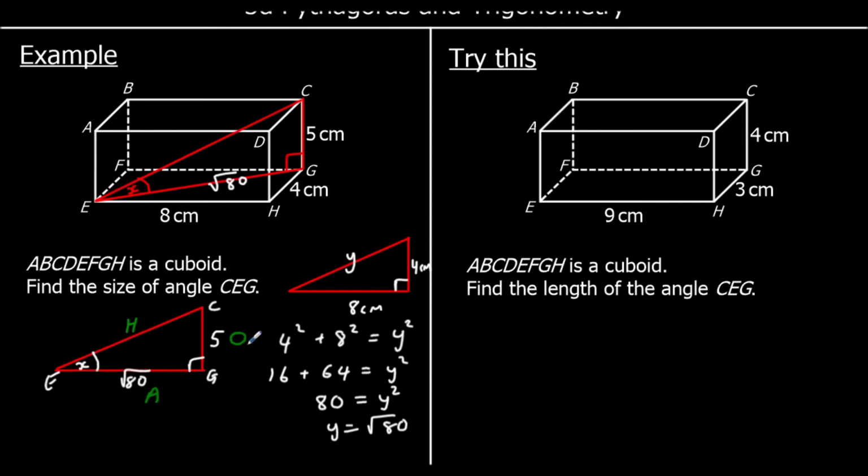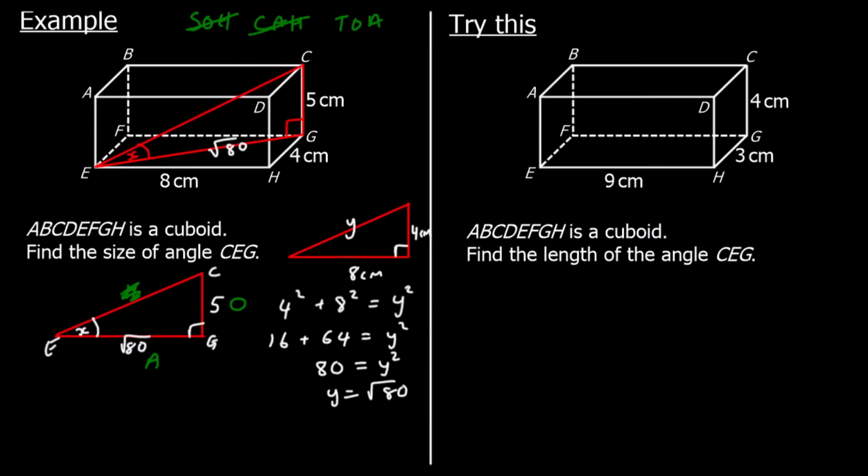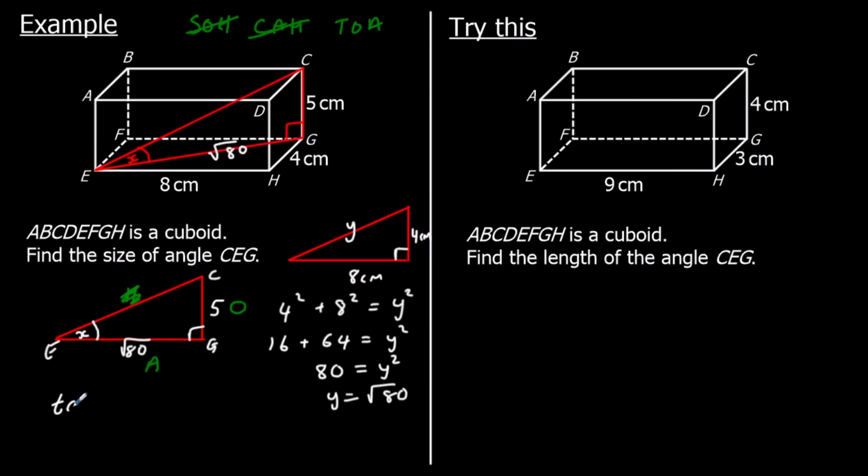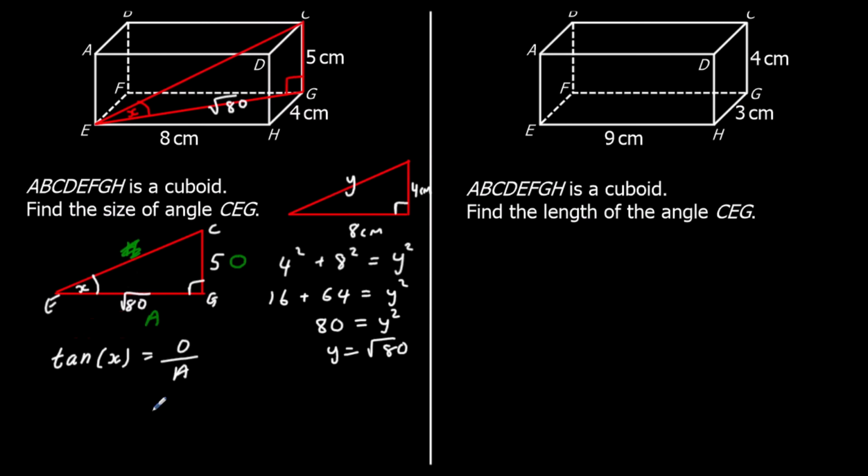So we're using A and O. H isn't in the question. So it's TOA. We're using the one with O and A in. We're not using the ones with H in. So it's TOA. And that says, TOA means tan with the angle, tan x equals the opposite over the adjacent. So tan x equals 5 over root 80.